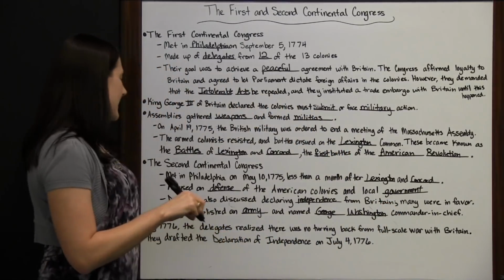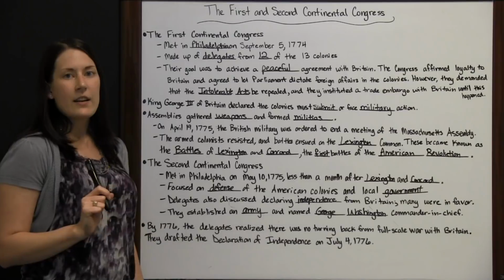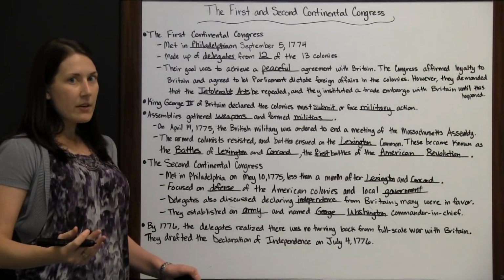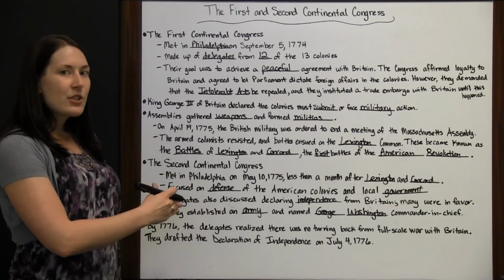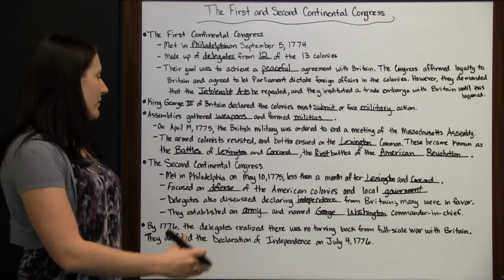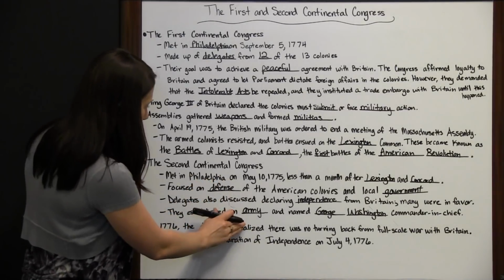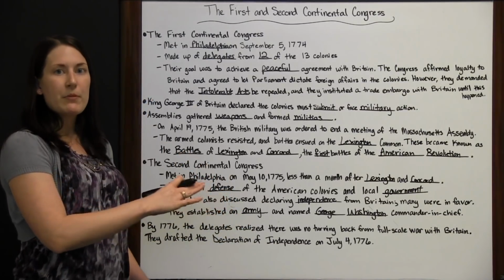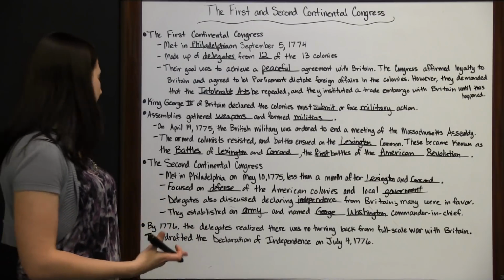Now, at this point, they did not decide to declare independence. They discussed declaring independence from Britain. Many were in favor, but they hadn't declared it yet. They did establish an army and make George Washington commander-in-chief. They did discuss the defense of the American colonies, which resulted in this army, and they set up a provisional local government, an idea for how that was going to be run.